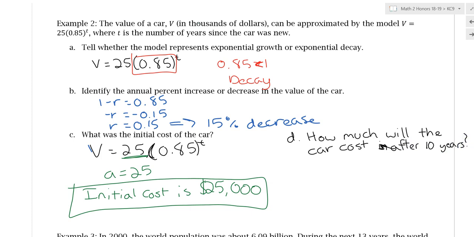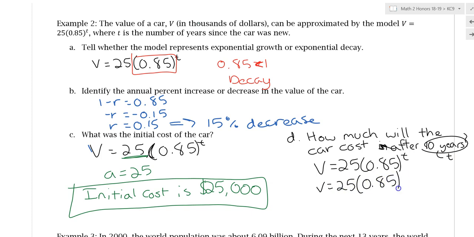Now that I have this approximation of the value of the car, I want to know if I go to buy it from this person in 10 years, what's it going to be? So again, I'm going to start with, okay, 10 years represents my time, which is t. So V equals 25 times 0.85 to the 10th. There are no variables on this right side, so I'm just typing all of that in my calculator.